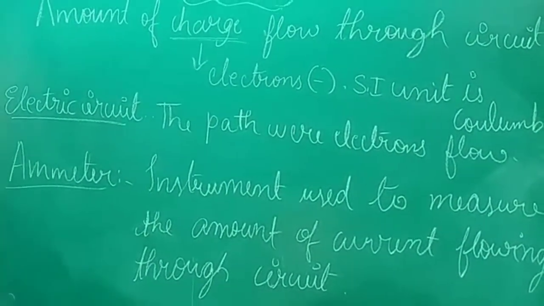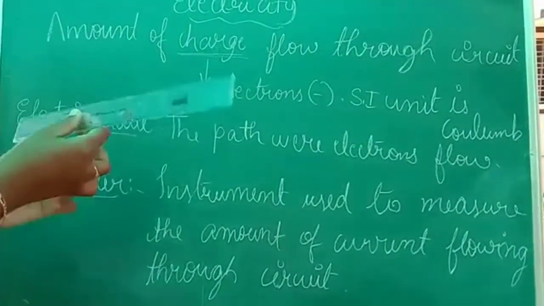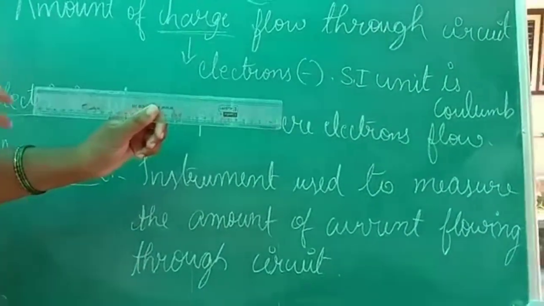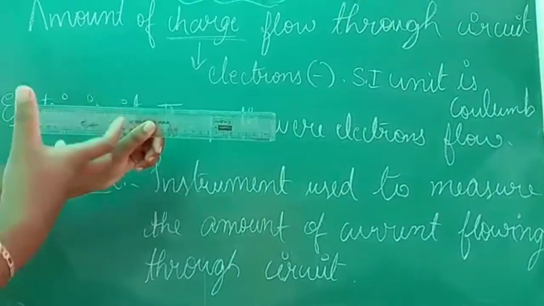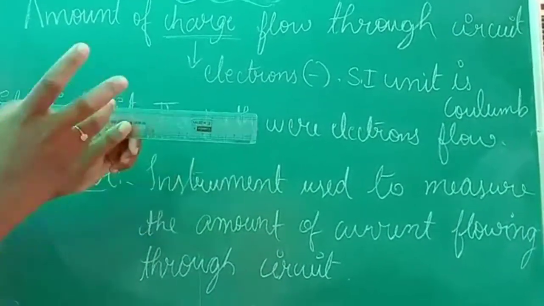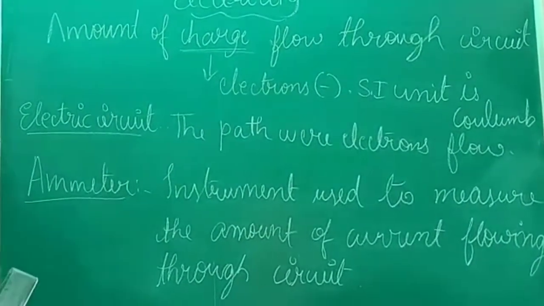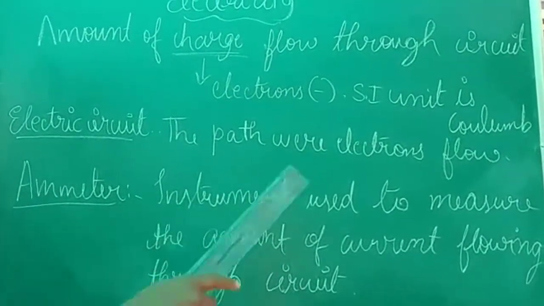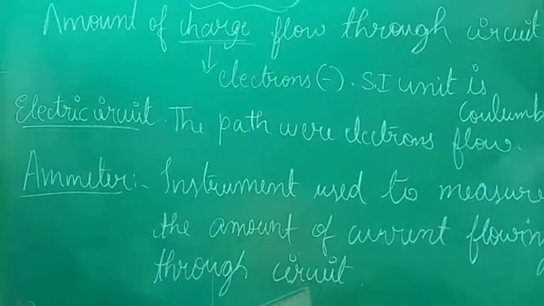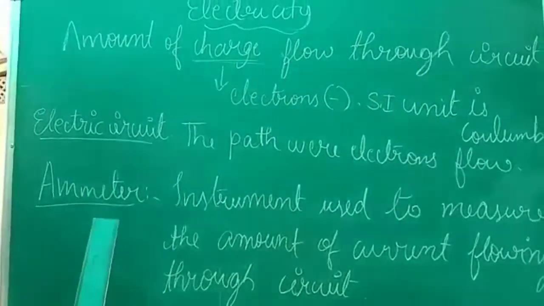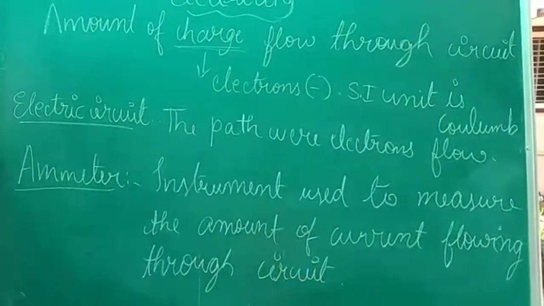Next, there is an instrument used to measure the amount of current. Suppose this is an electric circuit, in this circuit there will be current flowing. We should know how much amount of current is flowing through the circuit. For that there is an instrument that is called as ammeter. Ammeter is an instrument which is used to measure the amount of current flowing through the circuit.